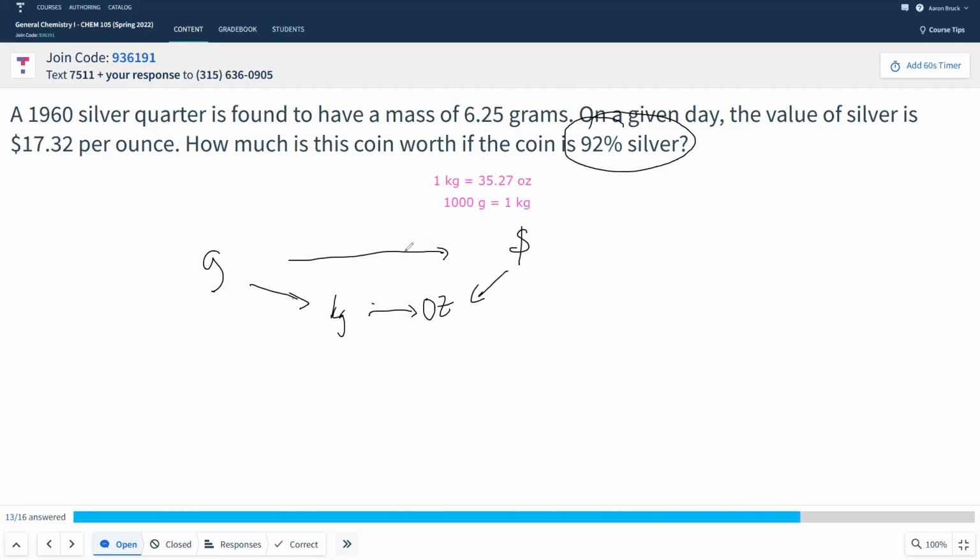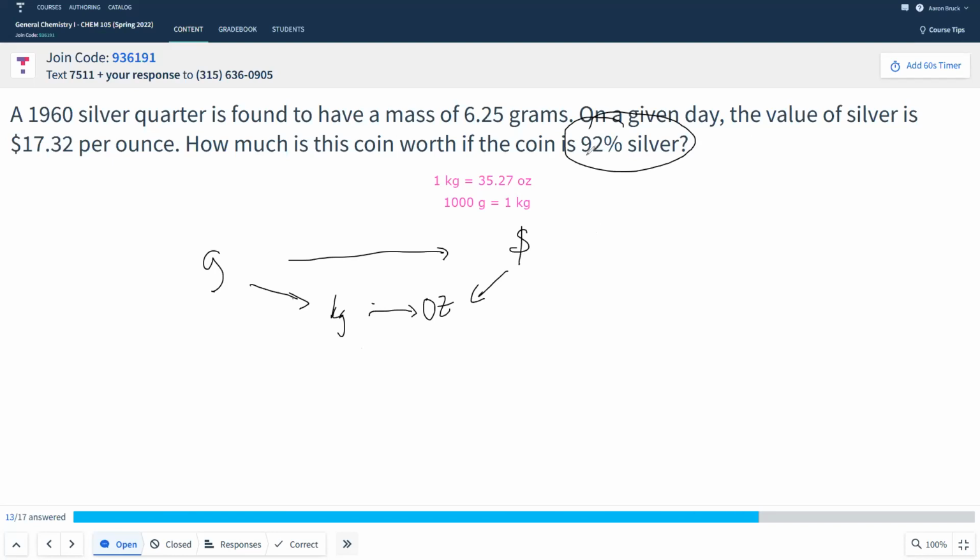All right, so let's talk about this problem. From the 92% part of it, we can explore this one of two ways. We can either say, okay, well, since the coin's only 92% silver, then this 6.25 grams is not the whole thing. We need to figure out how much of the coin is actually silver and then convert. That's one way to do it. The other way to do it is we convert this into money and then we multiply it by 92% to give us the value of the silver. And so either way that you go, you're going to arrive at the same answer.